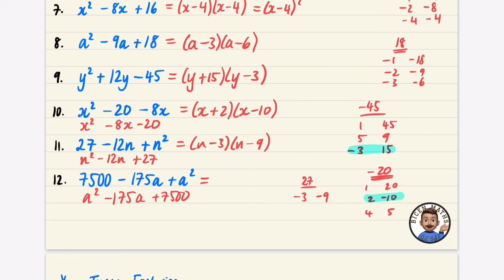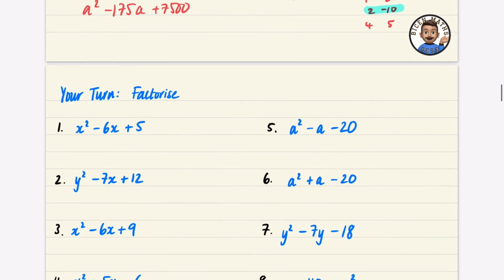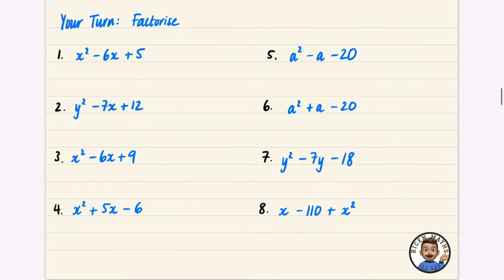The two numbers are going to be 100 and 75, negative 100 and negative 75 if I'm actually being more accurate, because 100 times 75 is 7,500. Sorry, negative times a negative gives you positive, and minus 100 minus 75 is minus 175. So, pretty difficult, but you've got to be really organised when you do these. Pause them here and have a go.